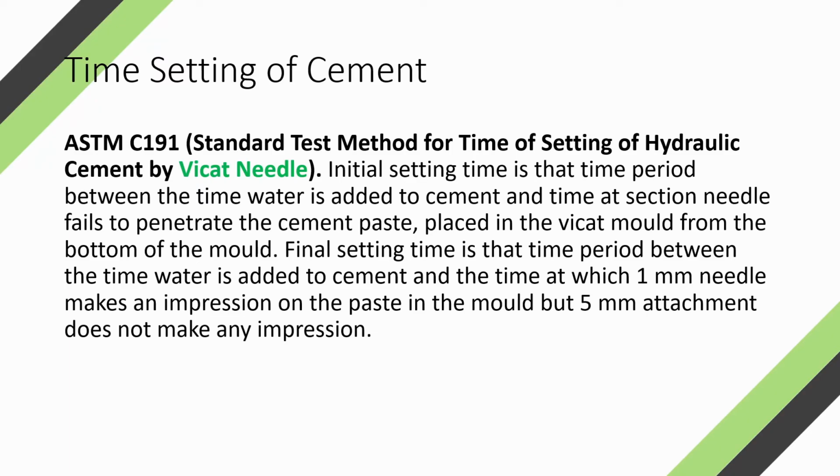Initial setting time is the time period between the time water is added to cement and time at which the needle fails to penetrate the cement paste placed in the Vicat mold from the bottom of the mold. Final setting time is the time period between the time water is added to cement and the time at which 1 millimeter needle makes an impression on the paste in the mold, but 5 millimeter attachment does not make any impression on the mold. So, yan ang pagtingin ng initial and final setting time.